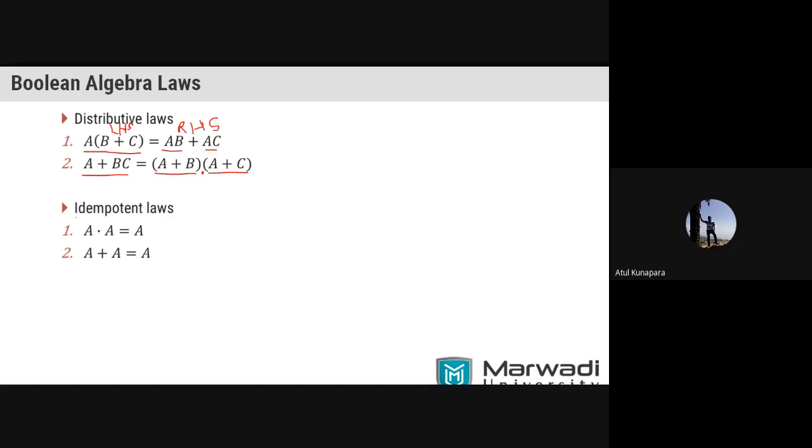Then after that, the idempotent laws. We have already seen about this too, right? If you make an AND operation of A with A, that will give you the output A only. If you perform the OR operation of A with A, it will give you A only, right? This we have already seen in our AND laws and OR laws, but this is just written separately over here.